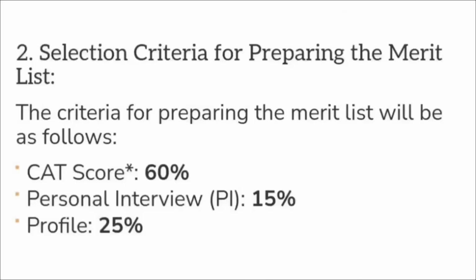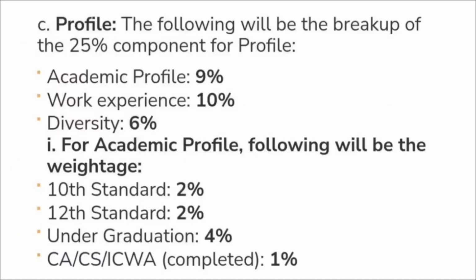If we consider the final selection criteria, 60% weightage is given to your CAT score, 15% weightage is given to the personal interview, and 25% weightage is given to your overall profile. Within the overall profile, 9% weightage is given to your academic profile, your work experience has 10% weightage, and 6% weightage is given to diversity.